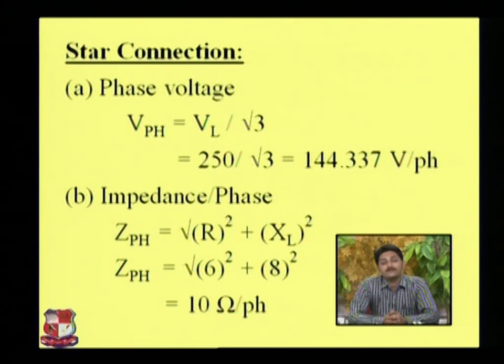Now the impedance per phase, ZPH equals the square root of R squared plus XL squared. The impedance per phase for the star connection as well as for the delta connection is equal. So ZPH for the delta connection is 10 ohm per phase, the same as for the star connection, 10 ohm per phase, using the equation square root of R squared plus XL squared.